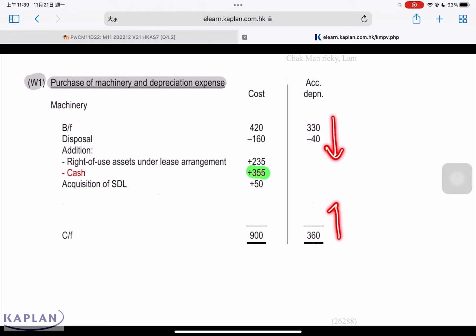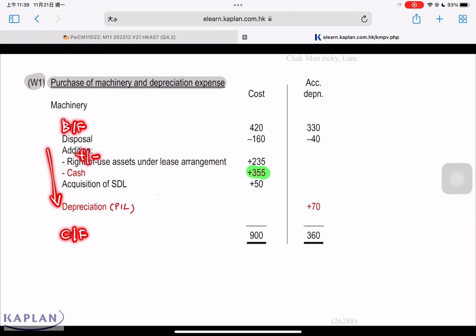How about machinery depreciations? Again, we take this minus this. There should be a difference of $70. This $70 is an increase in accumulated depreciation because of depreciation charged to P&L. The working is very simple. You just need to take the brought forwards, the carry forwards. After that, you have to consider the plus minus to calculate the missing figure. This plus minus is the information given to us. The figure that we need to calculate is the purchase of PPE is cash and the depreciation is non-cash.